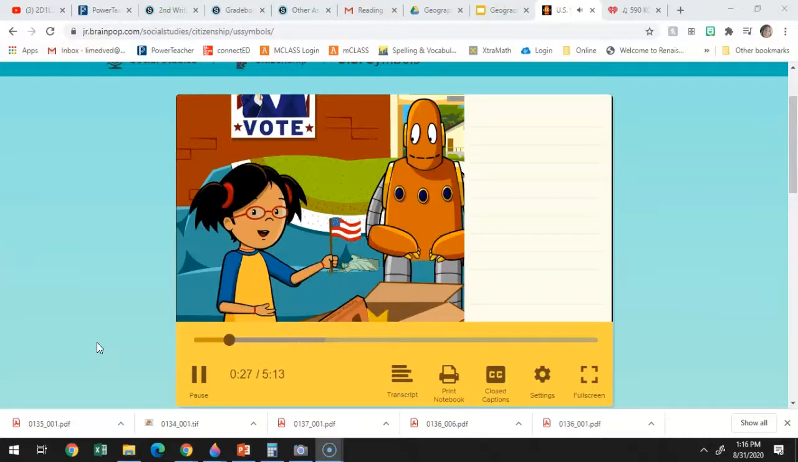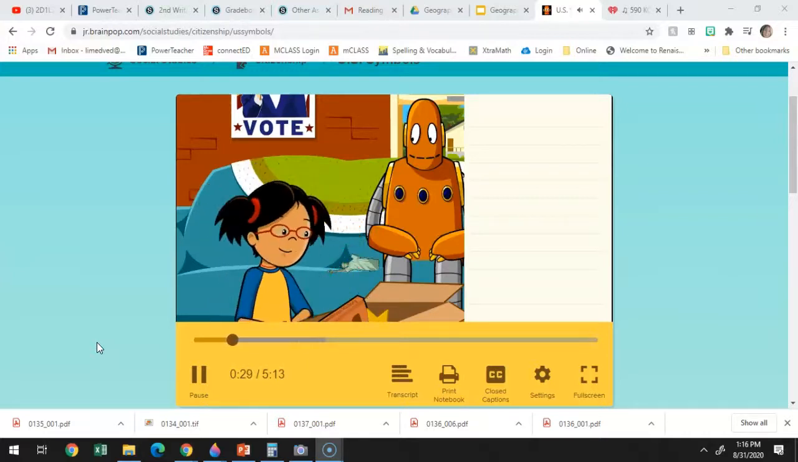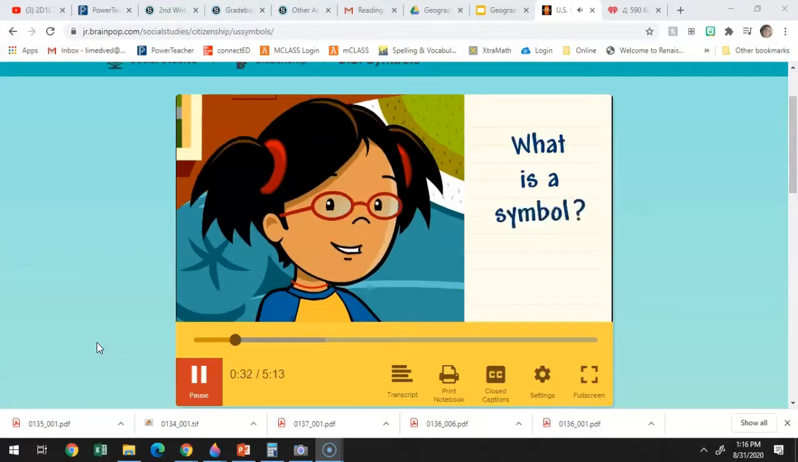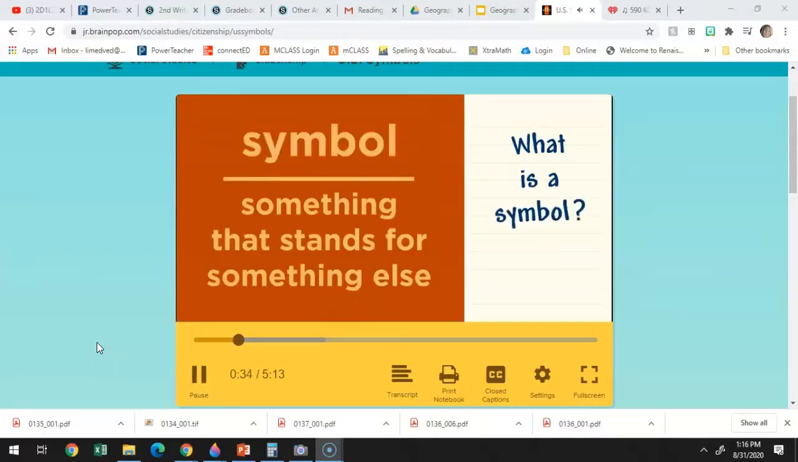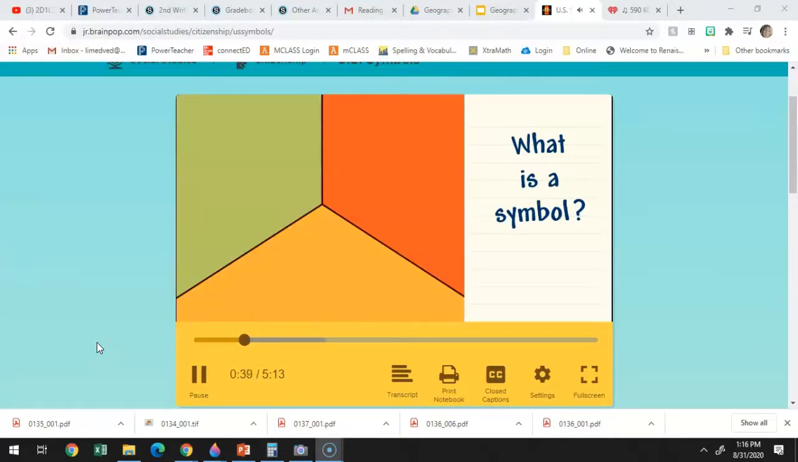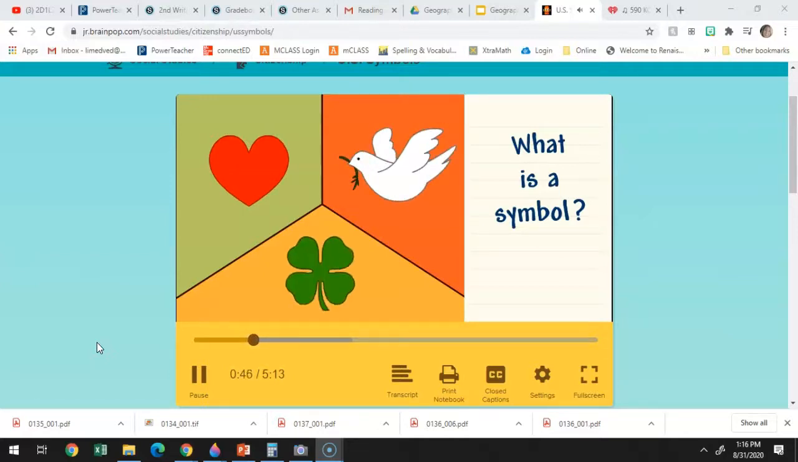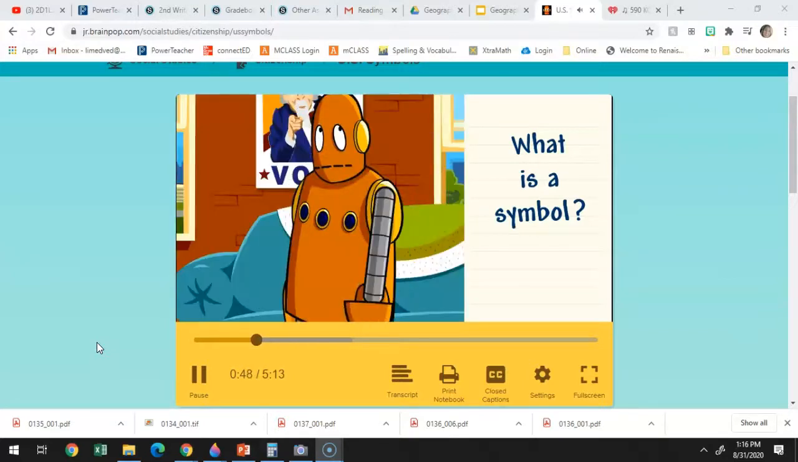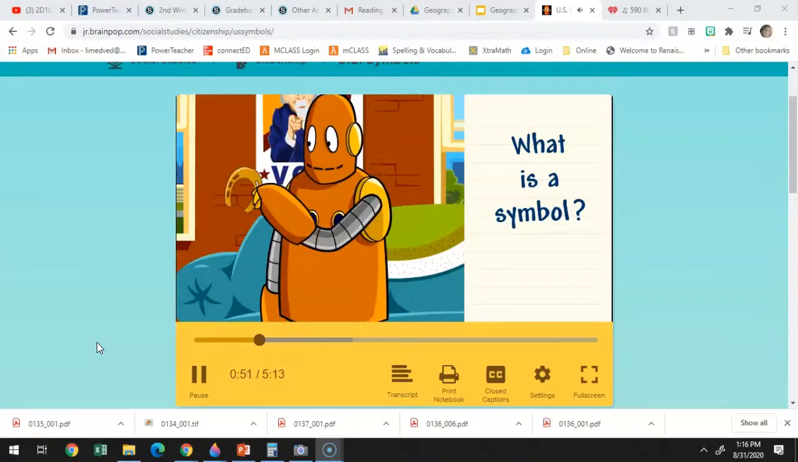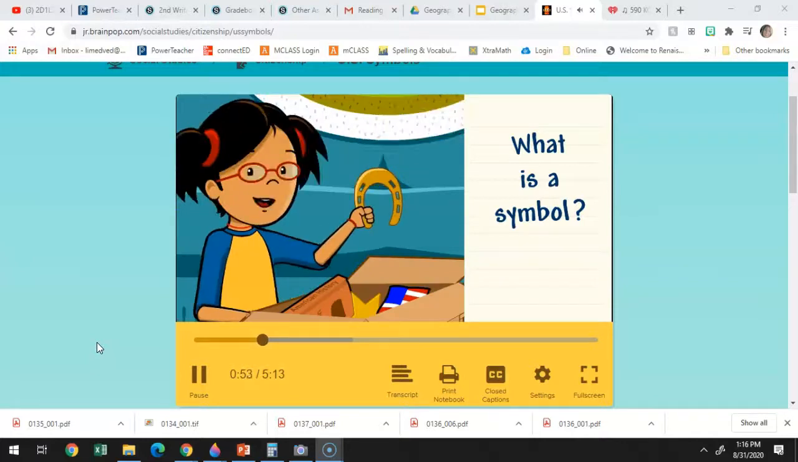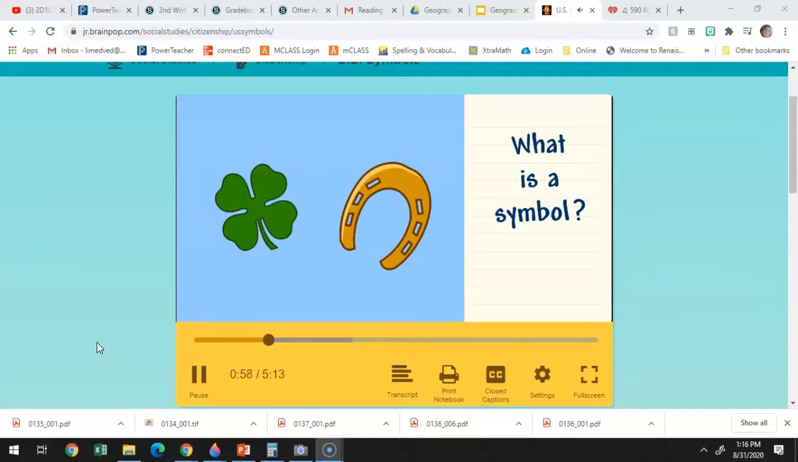It's an important symbol of the United States. What is a symbol anyway? A symbol is something that stands for something else. Well, a heart is a symbol of love, and a dove is a symbol of peace, and a four-leaf clover stands for good luck. Oh, right. A horseshoe also stands for good luck. Different symbols can stand for the same thing.